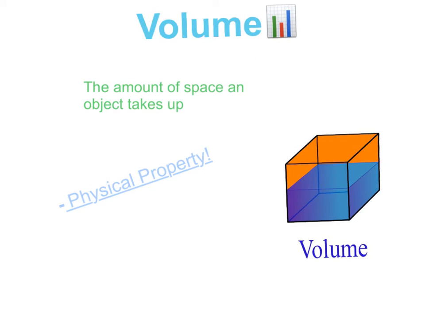Finally is volume. This is the amount of space an object takes up, and it is a physical property because it changes how much space is left. The blue is water, and it takes up how much space there is, and the orange is the leftover space, and this is describing volume.